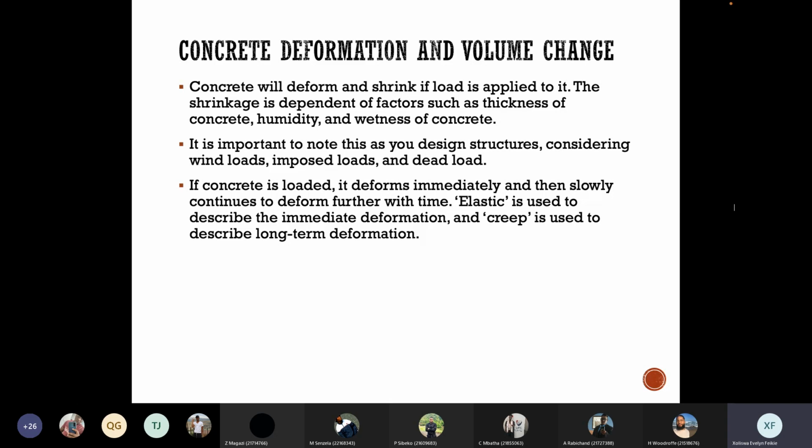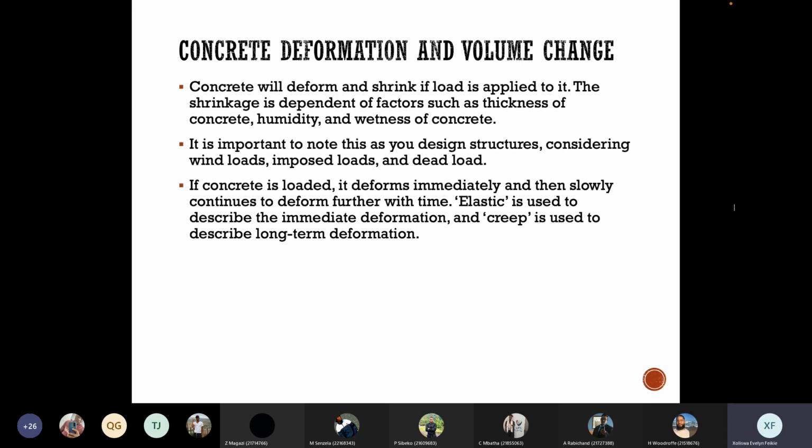So it's very important to note that as well moving forward, because you will need to know that the deformation will occur and the shrinkage will occur, and how will concrete behave when it has loads that are imposed on it. So they tell you that if concrete is loaded, it deforms immediately, then slowly continues to deform further with time. So there are two words that they use. You will hear the term elastic and creep. So elastic is used to describe the immediate deformation, and creep is used to describe long-term deformation.